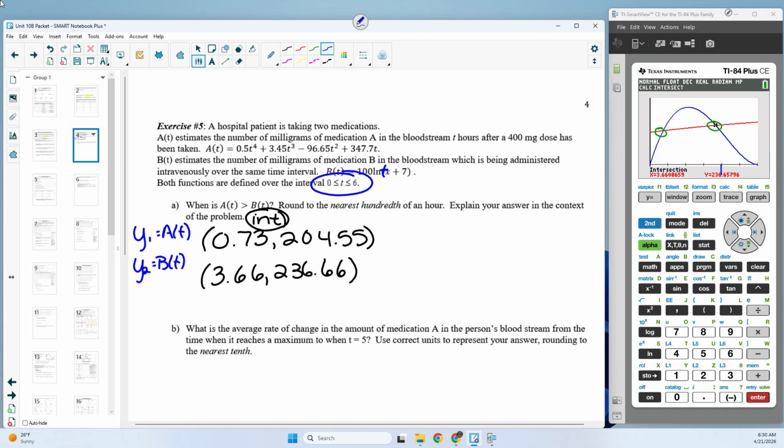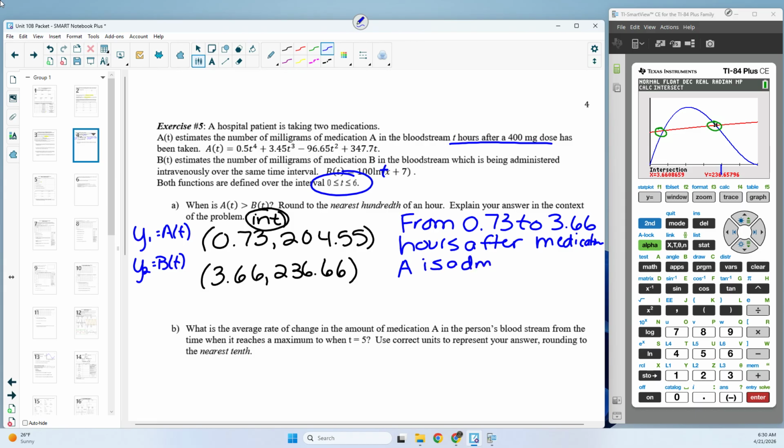So I'm going to do my answer and my explanation at the same time. So from 0.73 to 3.66, those X values or T values are hours, and specifically they're hours after medication A is administered.